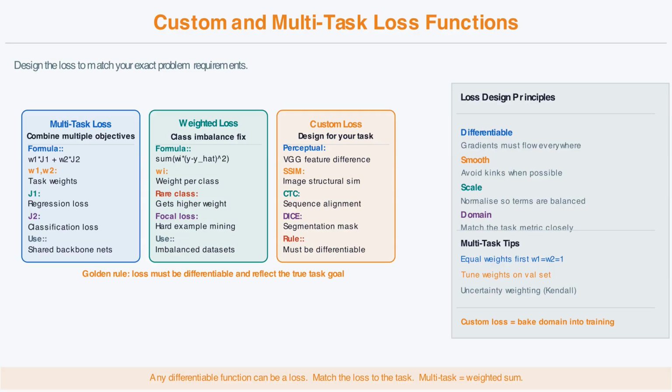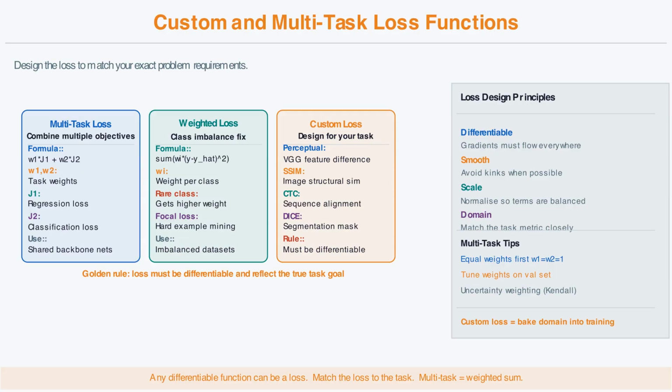If one task has a much larger loss scale, it will dominate training and the other task will be neglected. Careful weight tuning is essential. Weighted cost functions address class imbalance. If your dataset has 99 normal examples and one rare anomaly, a standard MSE will ignore the anomaly. You can assign a higher weight to rare class samples in the sum. Focal loss, developed for object detection, takes this further. It automatically downweights easy examples and focuses the model on hard ones.